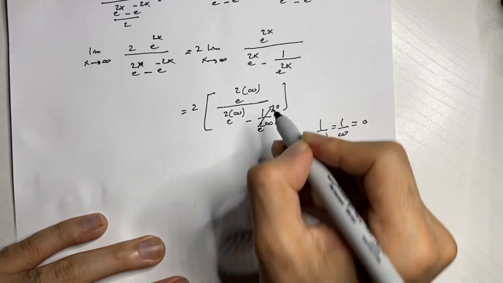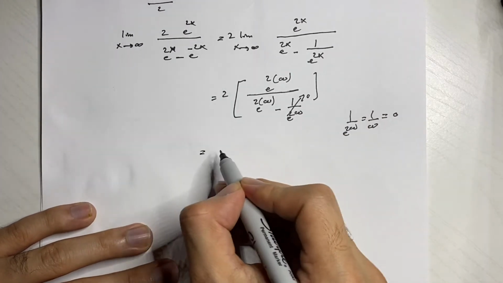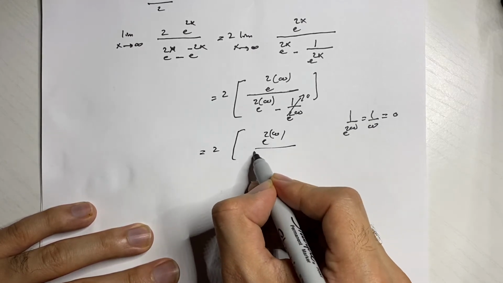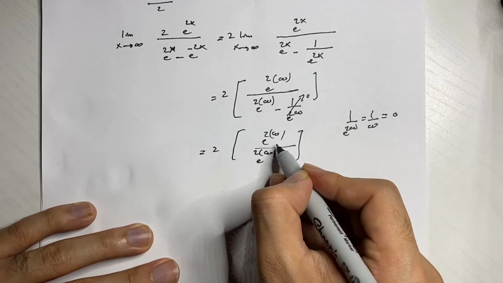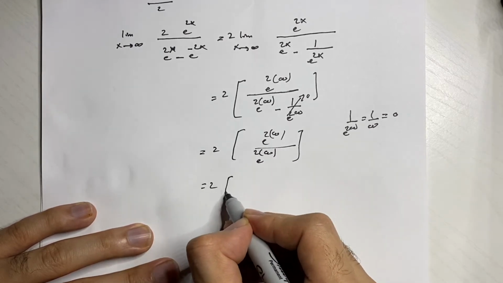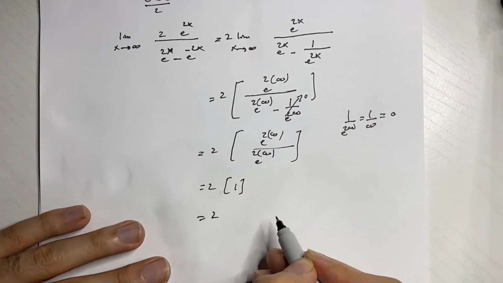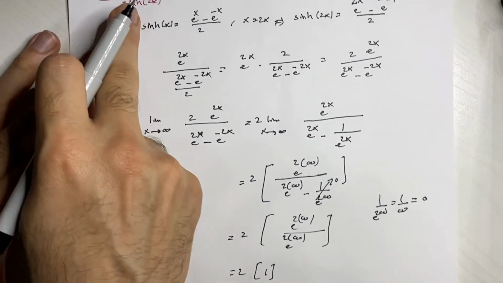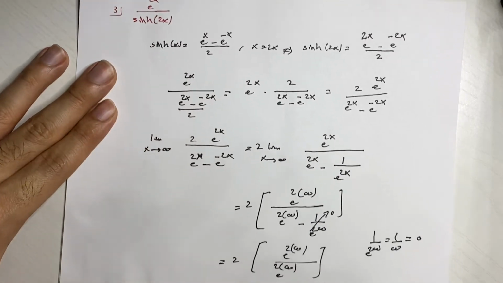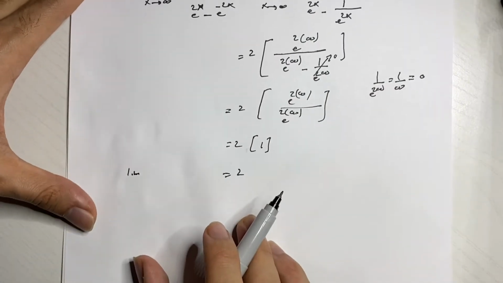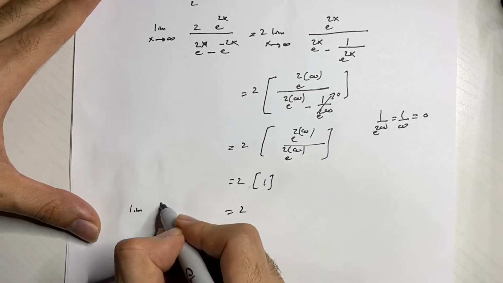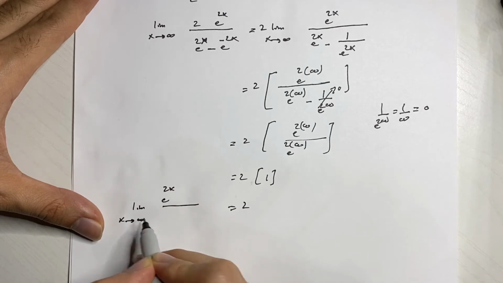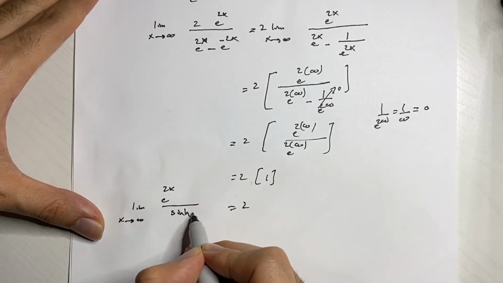Now we'll end up with 2 times e to 2 infinity over e to 2 infinity. These are the same terms, therefore the value is going to be 1 and the limit will be 2. So this is the limit as x goes to 0 of e to the 2x over sinh of 2x.